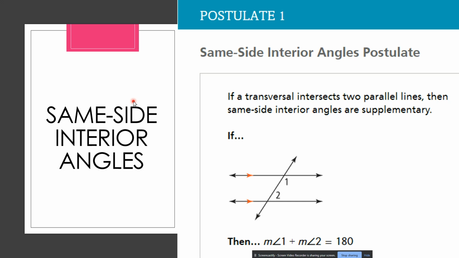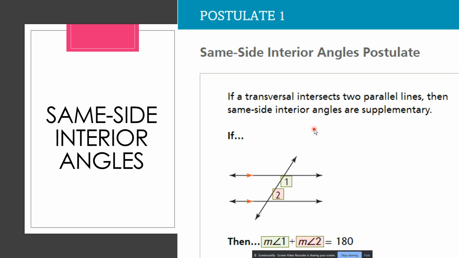So we have several postulates, same side interior angle postulate. If a transversal intersects two parallel lines, then the same side interior angles are supplementary. So supplementary means they sum up to 180 as seen down here. Measure 1 plus measure 2 is equal to 180. On the handout, you also have this basic information as well. We'll cover that in a little bit. So let's go ahead and put it to work.